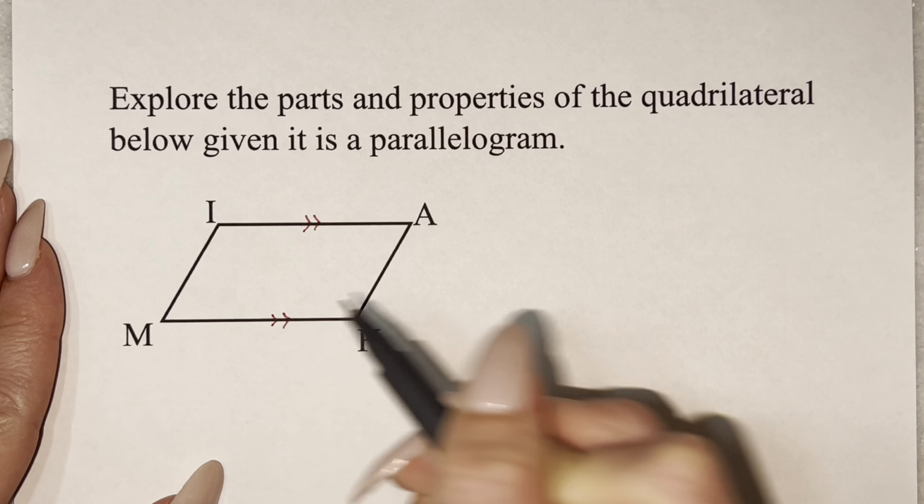What happened was all four of these sides became the same length. So the length from I to A is the same thing as from A to H, is the same thing as from H to M, is the same thing as from M to I. So these lengths are all congruent. So that's what makes something a rhombus. All four sides are congruent.